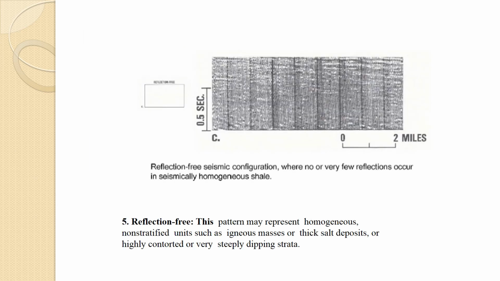Here is an example of the reflection free, and this pattern may represent homogeneous non-stratified unit such as igneous masses or thick salt deposits.